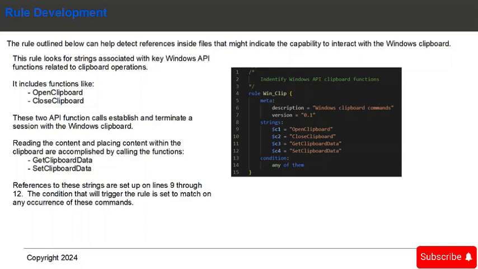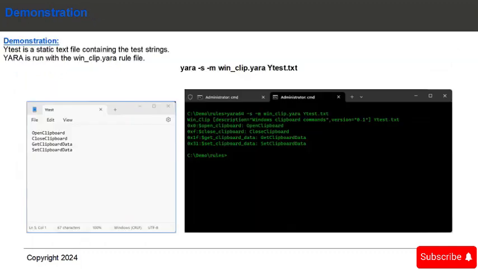You can see that we've got a number of strings defined here on lines 9 through 12, and it encapsulates all of those different commands. C1 and C2 are references to establishing and terminating that session with the Windows clipboard, and then C3 and C4 are the read and the write operations, GetClipboardData and SetClipboardData. Now, the condition that we're going to apply in this rule is that if we find any of these strings, if we have any match on any of them, then we're going to trigger. So any occurrence would cause the rule to trigger for us.